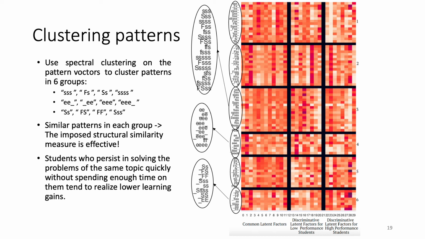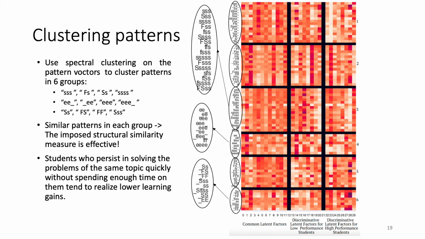The clusters of the patterns are separated with horizontal lines and sets of common versus distinct latent factors are separated with vertical lines. As we can see, the patterns in each cluster have meaningful similarities. For example, the patterns that end with a short successful attempt in solving a problem, such as SSS, capital FS, capital SS, and SSSS are in one cluster.